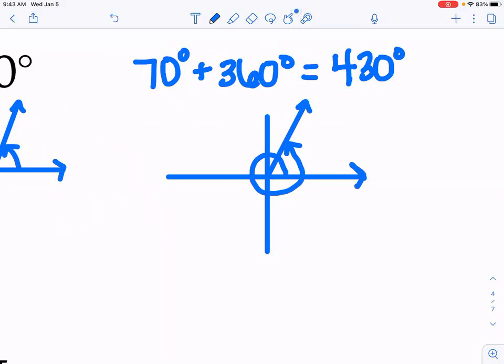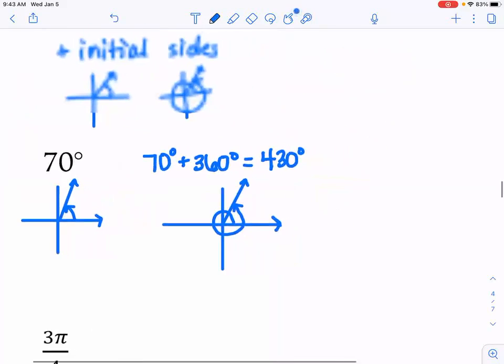And we could be obnoxious and we could keep adding 360, 360, 360 and get an infinite number of coterminal angles. We're not going to be obnoxious though, right?